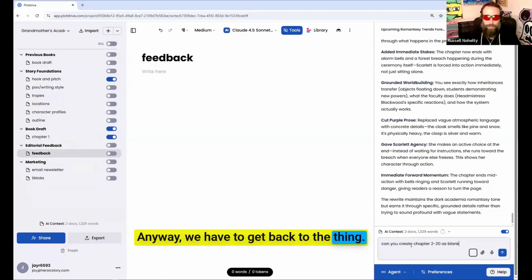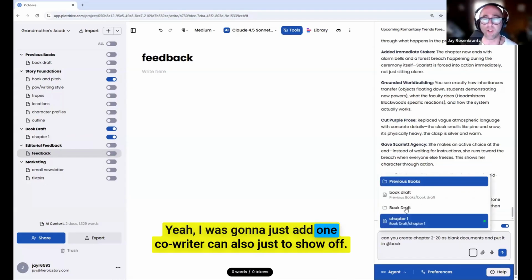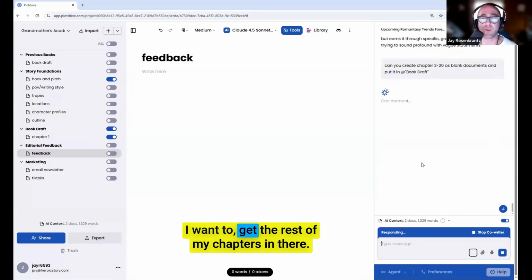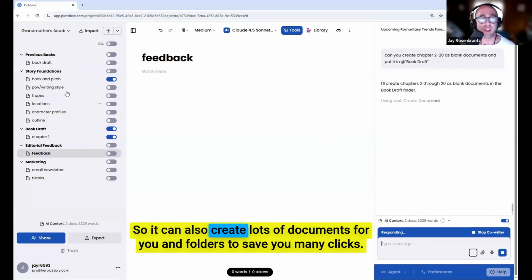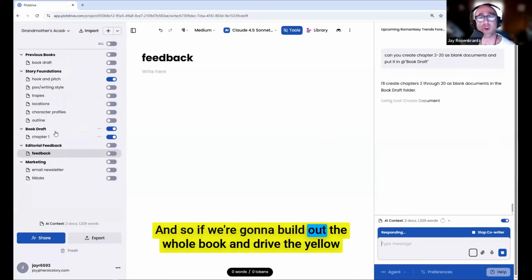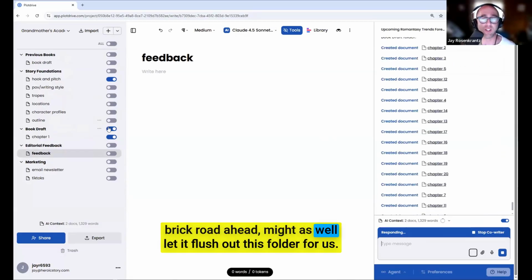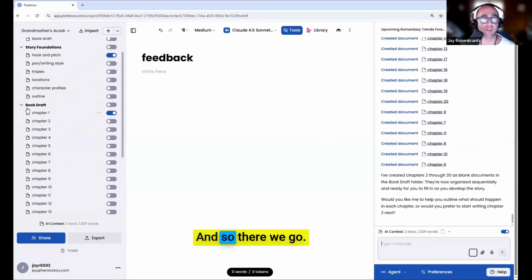Anyway, we have to get back to the thing, but you had a final thought, Jay. Yeah, I was going to add one more thing, just to show off. I want to get the rest of my chapters in there, because Co-writer can do anything you can. It can also create lots of documents for you in folders to save you many clicks. And so if we're going to build out the whole book and drive the yellow brick road ahead, we might as well let it flesh out this folder for us. And so there we go.